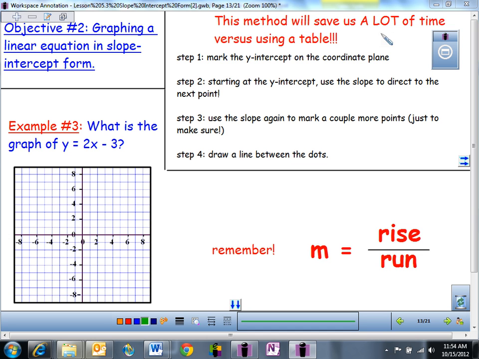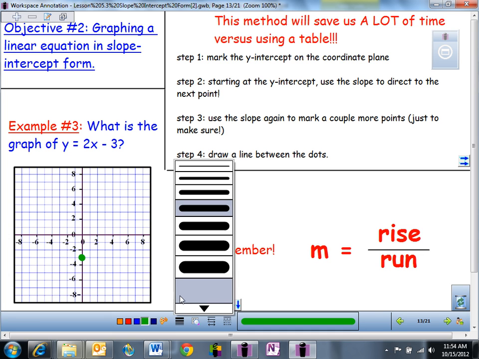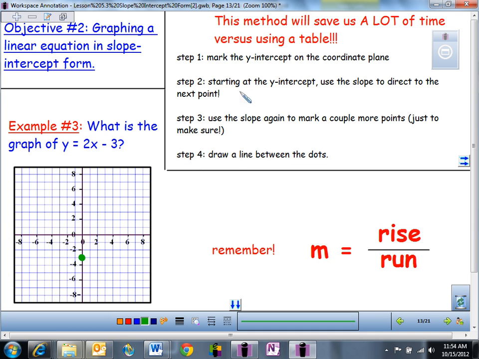So this method will save us a lot of time versus using a table. So what we want to do is mark our y-intercept first. So here's our slope is 2, our y-intercept is -3, so mark that -3. And then starting at the y-intercept, we're going to apply the slope. So our slope is 2, so that's really 2 over 1, or that's -2 over -1. Notice how both of those fractions reduce to 2.